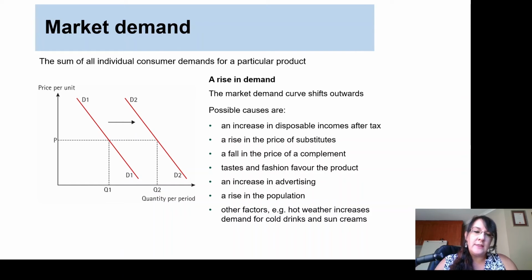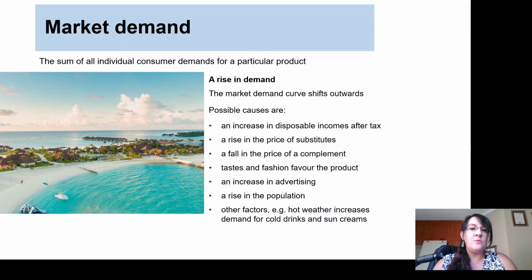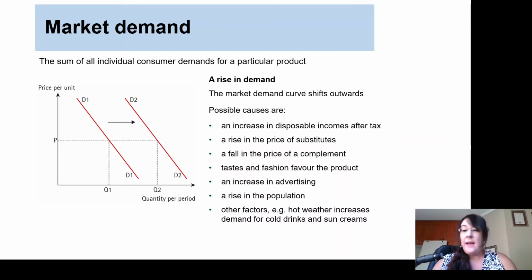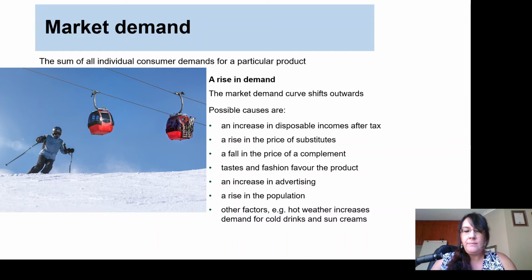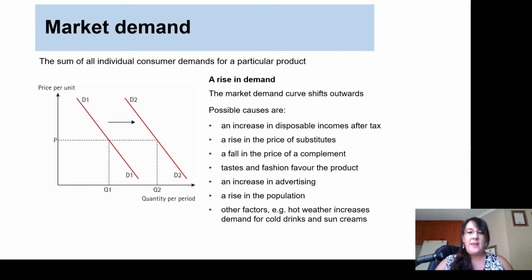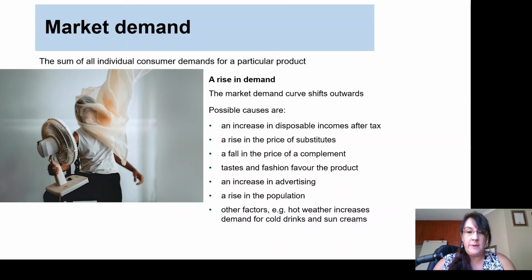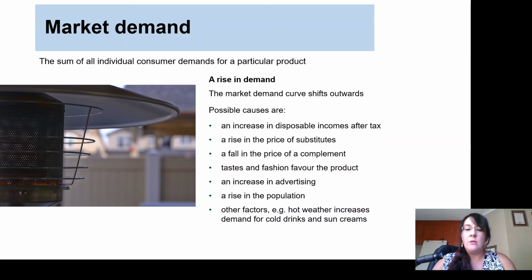Then we can look at the next one, where it says other factors such as weather changes and things like that. So think about holiday destinations. Especially when the weather is really good, then the demand for those industries will increase. If the weather is really bad, for places like the Alps where you can go and ski, then you need cold weather. So in that case, they need cold weather to increase their demand. We can also look at things like demand for fans and heaters. In summer, you might demand more fans or air cons, but in winter you'll demand more heaters or warm blankets.